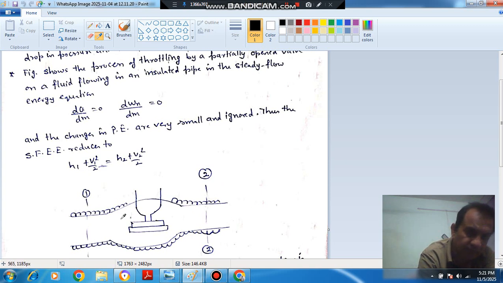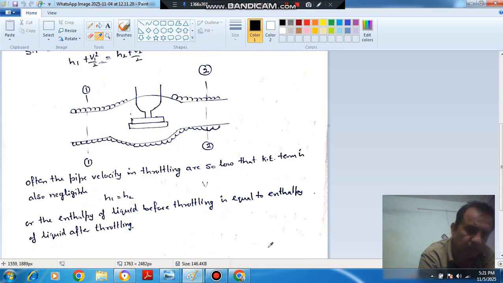This is your throttling device, and it is insulated, so no heat is supplied, and it doesn't do any work. So dw by dm is 0, dq by dm is 0, and the level is the same, so Z1 is equal to Z2. If we assume that the velocity at 1 and velocity at 2 is the same, then H1 will be equal to H2. So this is the basic fundamental of the throttling device. H1 is u1 plus p1 v1, and H2 is u2 plus p2 v2. So from this we can find out the pressure drop if we know the temperature.